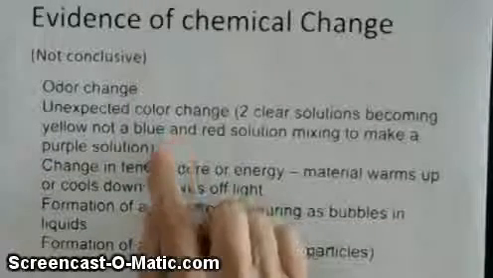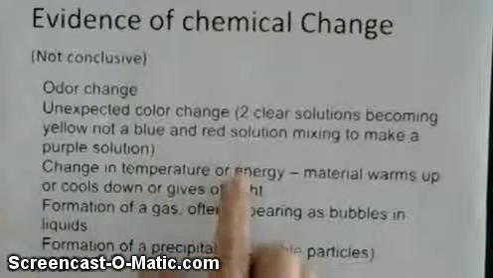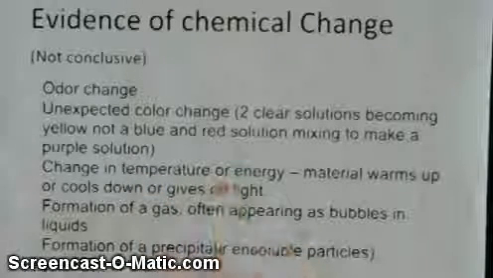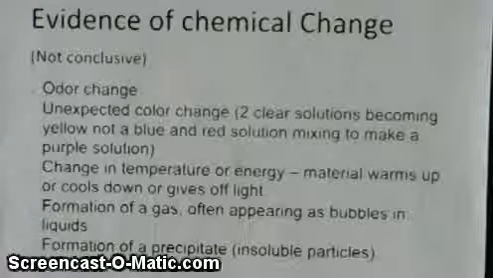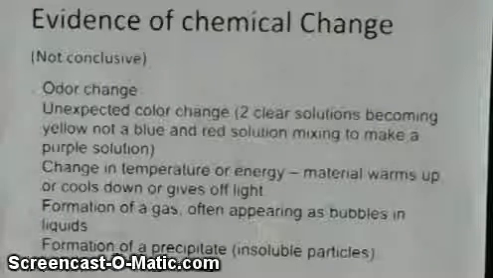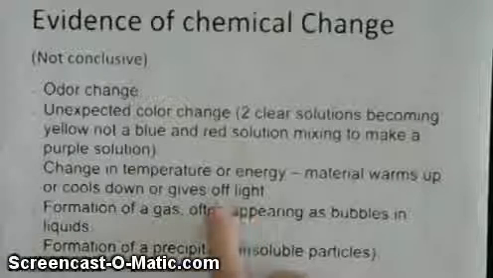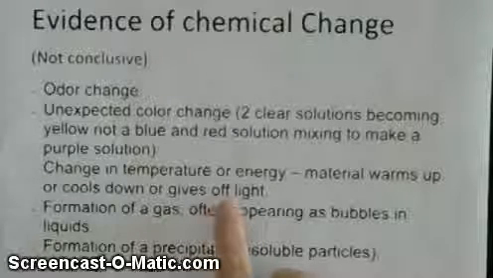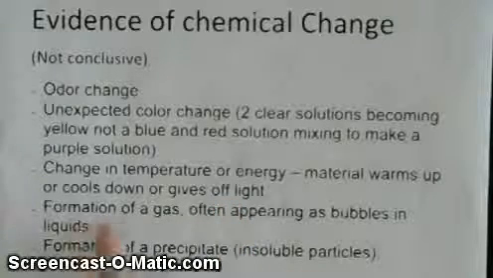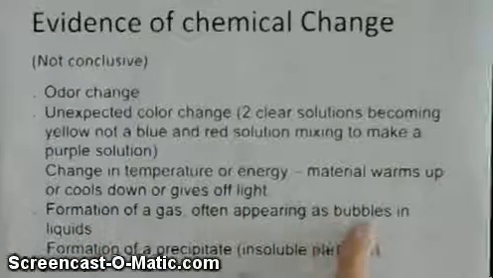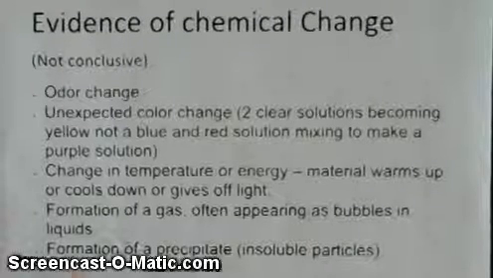You can also have a change in temperature or energy. So if the material is getting hot and you're not putting it on a hot plate, or it's getting cool and you didn't put it in the refrigerator, or it gives off light, it's doing something unusual, that's another clue that a chemical change might be taking place. You can also have the formation of a gas, which we just did with our last reaction. That bubbling we saw was the hydrogen gas being formed.